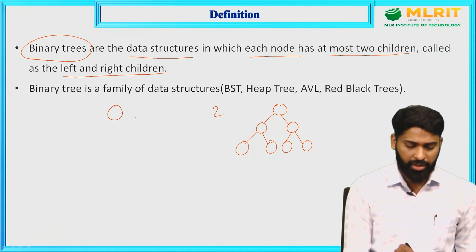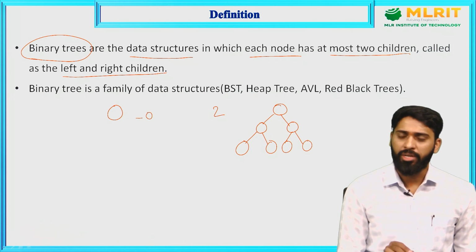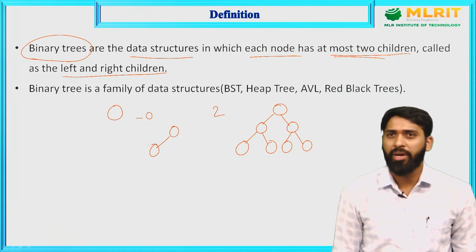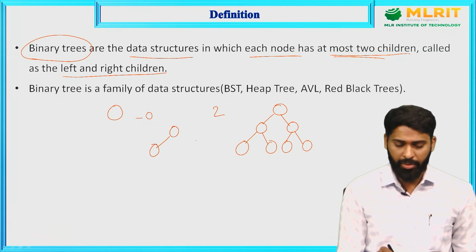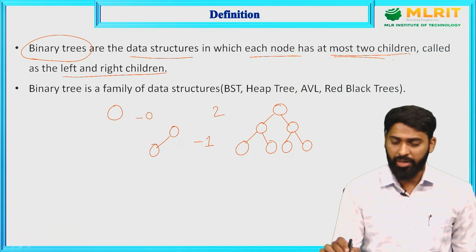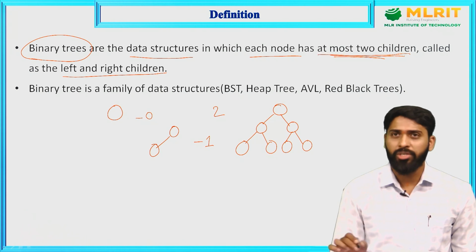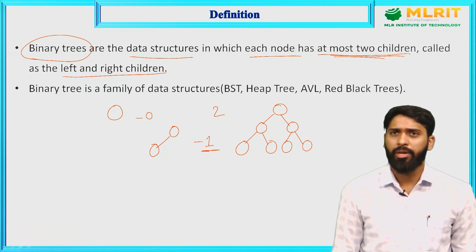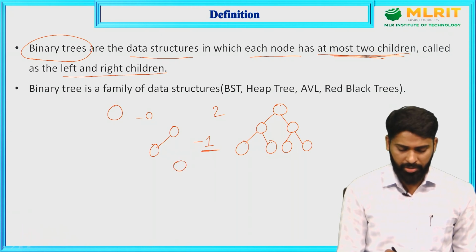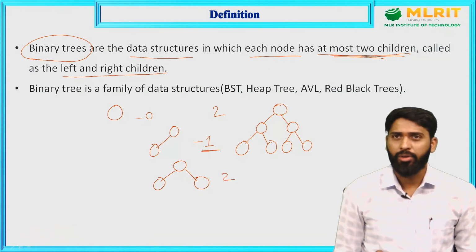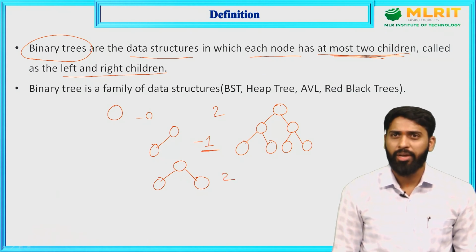Okay, here the number of children is 0. It satisfies this condition, so it is a binary tree. Now, this is the tree. Is it a binary tree? Yes. The number of children is 1. It satisfies the condition. What is the condition? At most two children. So this has 1 child, so it is also a binary tree. Now, the number of children is 2. So, it is also a binary tree.